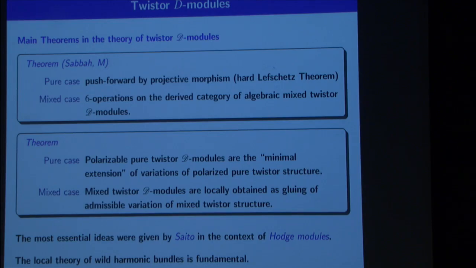The ingredients for Hodge modules and twistor D modules are not the same, and some phenomena occur only in the twistor case. I mean, some phenomena do not occur in the Hodge case. So we cannot apply his results directly, but we can use his ideas even in the twistor case. And let me also mention that the local theory of wild harmonic bundles is very fundamental in this kind of study, which I will explain later.